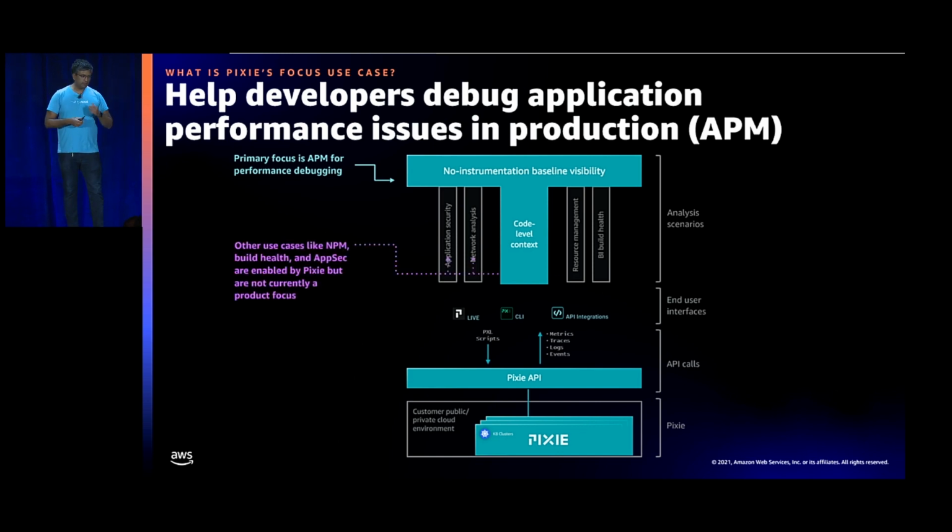Like I said, we primarily focus on APM. This is the stack that we see. The top of the stack is this no-instrumentation baseline visibility with code-level context. And then we have all the user interfaces and API calls, and then the actual environment. One of the cool things about Pixie is that the actual monitoring data plane runs entirely within your cluster. So none of the data has to leave unless you're specifically requesting it in the UI, in which case it's still encrypted. So there's no data getting trucked over to the cloud. With things like the New Relic integration, you could actually get certain pieces of information sent over to the cloud if you're interested in doing things like alerting.